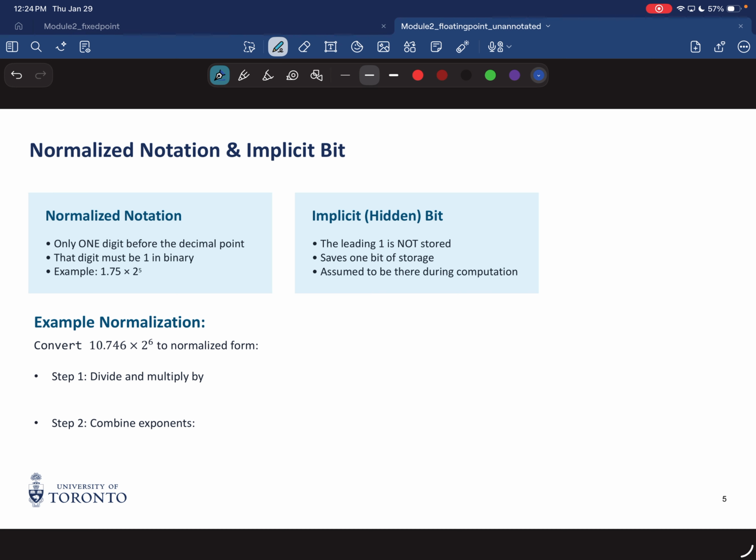For example, here it says 10.746 multiplied by 2 to the power of 6. If you want to normalize this and show it in the floating point format, what we do first, and this is in decimal, I want to mention that, is divide this by 8. That would be, I had a solve here.